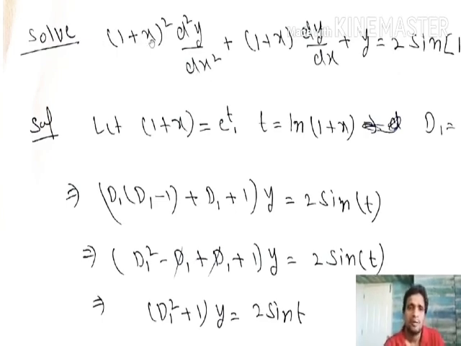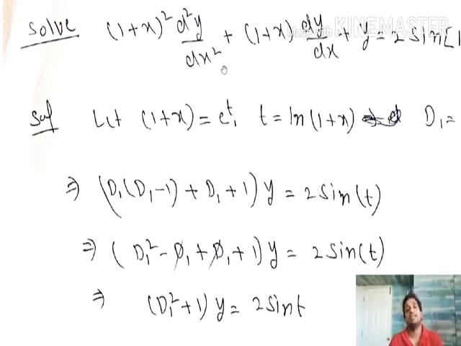First one: (1 plus x) whole square d square y by dx square plus (1 plus x) dy by dx plus y equals 2 sine of ln(1 plus x). Easily we can identify that it is a Legendre linear differential equation. So what is the process? The process is, first we have to assume 1 plus x equals e to the power t.